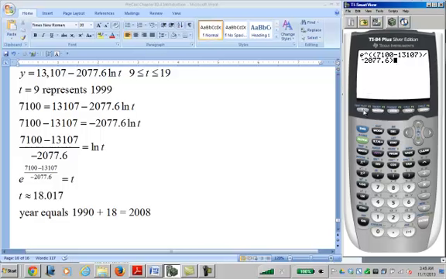All right, let's double check. So we do second ln to get e up here with an exponent. Now we're going to put the numerator in parentheses, so we do another parenthesis. 7,100 minus 13,107, close parenthesis for the numerator. Then start the denominator, which is simply negative 2077.6. We hit enter. And we get 18.017. So the year will equal 1990 plus 18, around 2008.